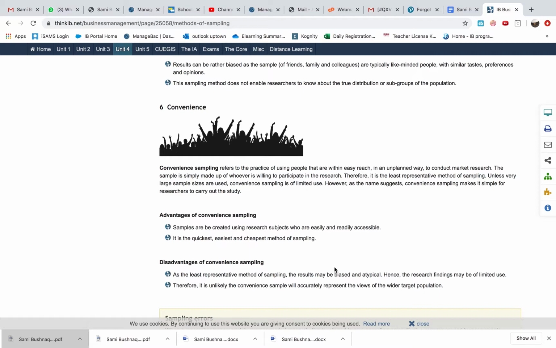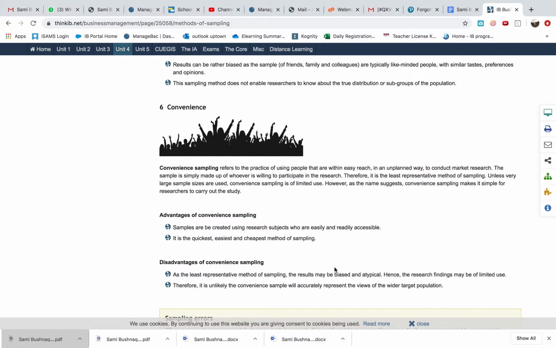So the advantage of this is that samples created by research subjects are easily, readily accessible. You don't have to wait or spend a lot of time looking for your people to be sampled. It's the quickest and easiest and cheapest method of sampling. However, it doesn't represent much.